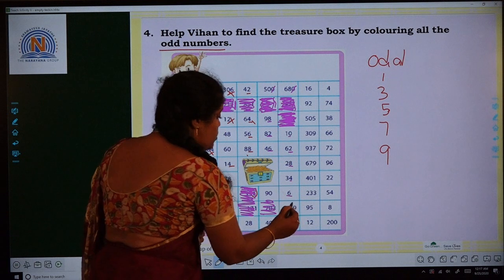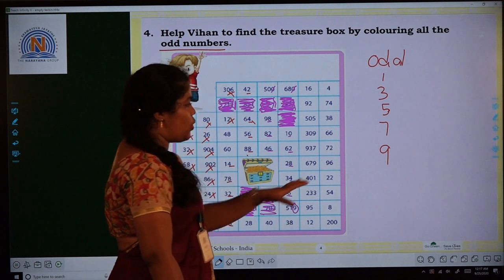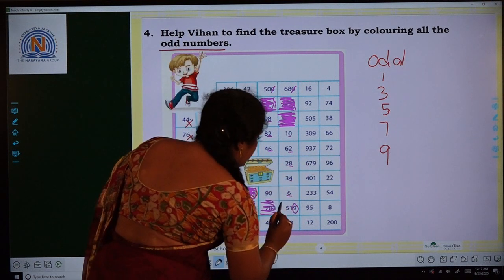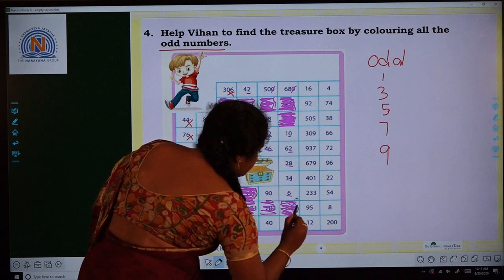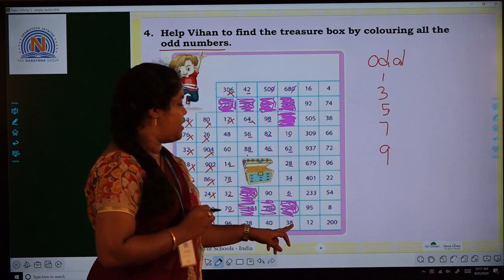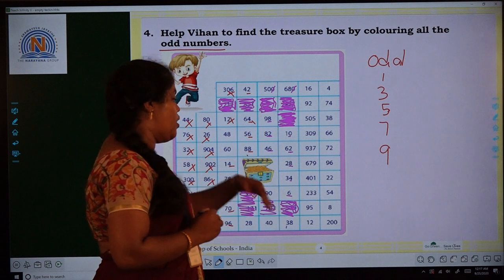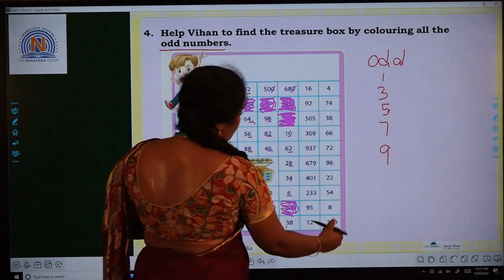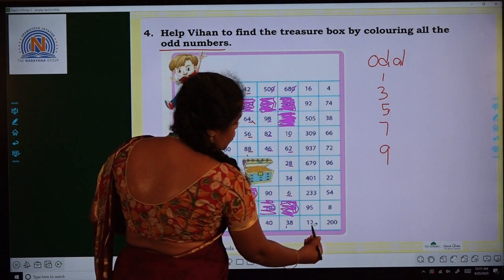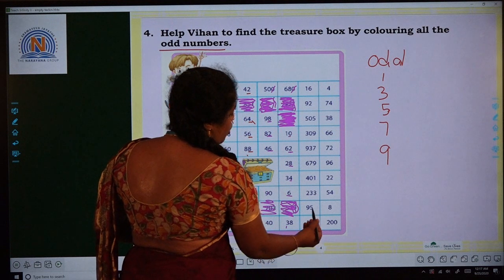519. We have to closely look here. 9 is in the ones place. So it is an odd number. Next, moving on to 38. In the ones place the digit is 8. So it is not an odd number. Moving on to 12. 2 is there in the ones place. So it is not an odd number.